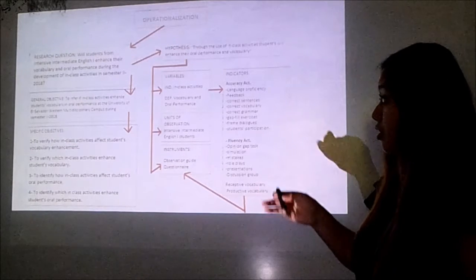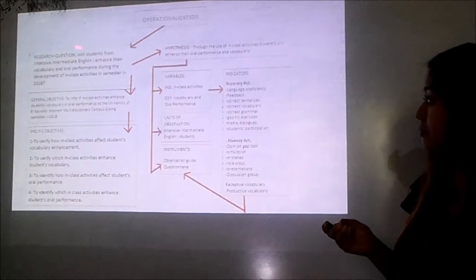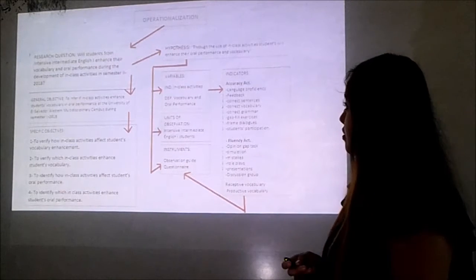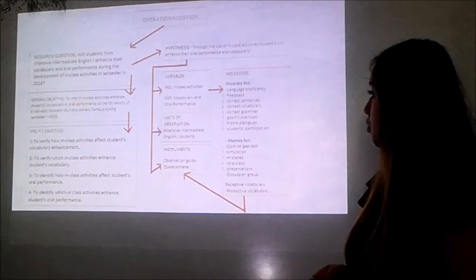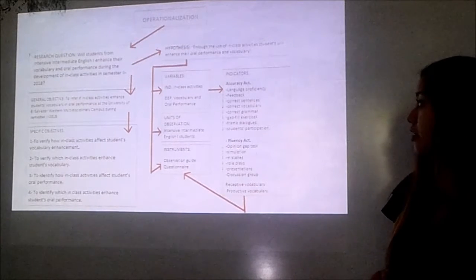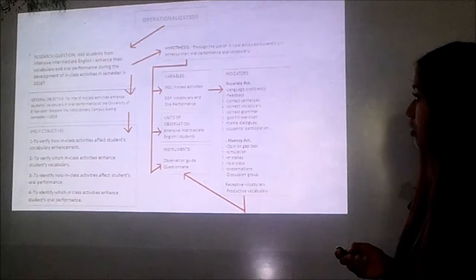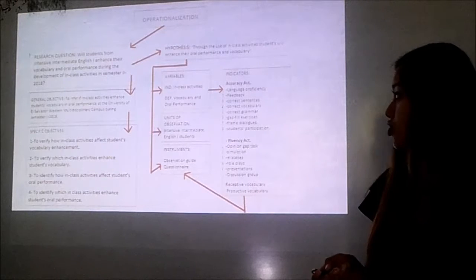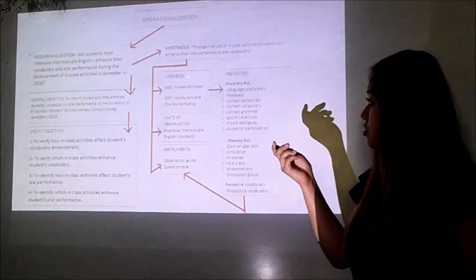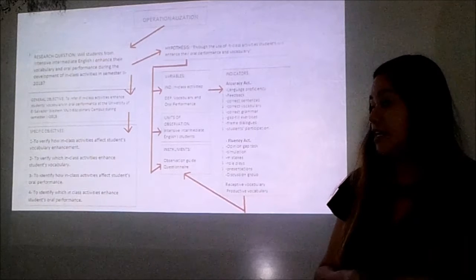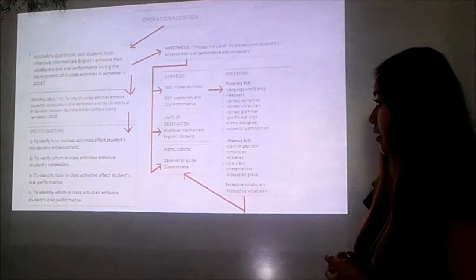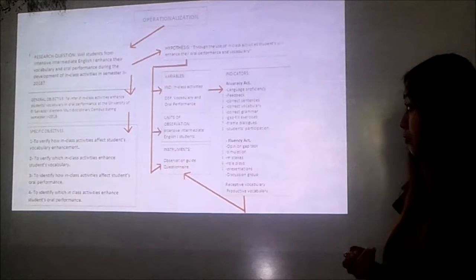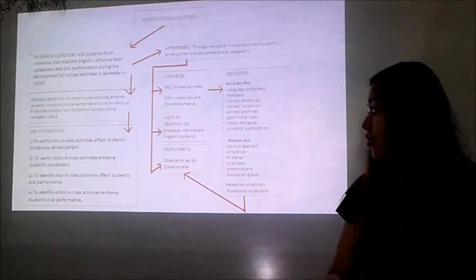Now let's return to the research question. As I said before, we also created a hypothesis. The hypothesis is, through the use of in-class activities, students will enhance their oral performance and vocabulary. From the hypothesis, we also got the variables, the units of observation, and the instruments. Now, let's move to the variables. There is a dependent and an independent variable. The independent one is in-class activities, and the dependent ones are vocabulary and oral performance.